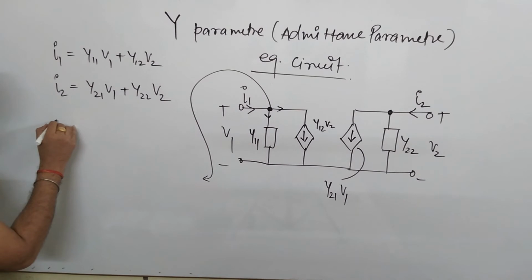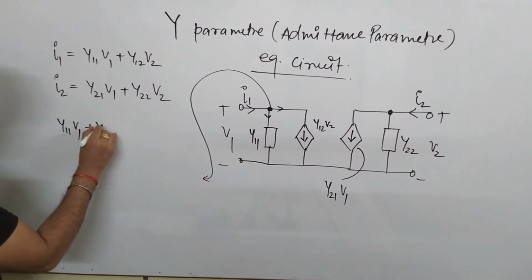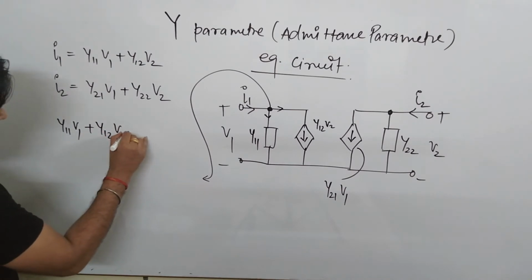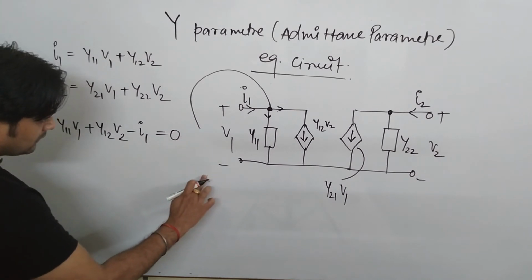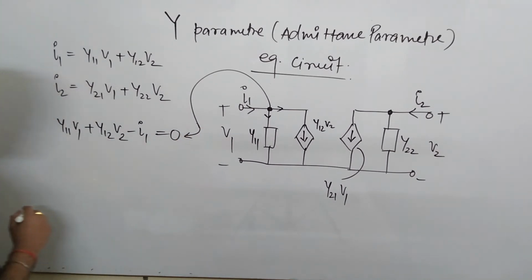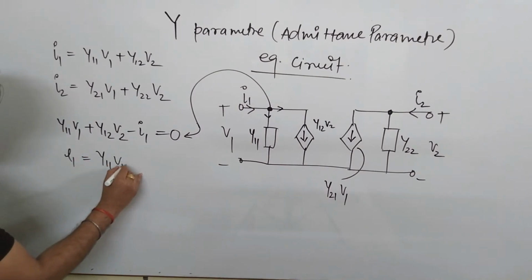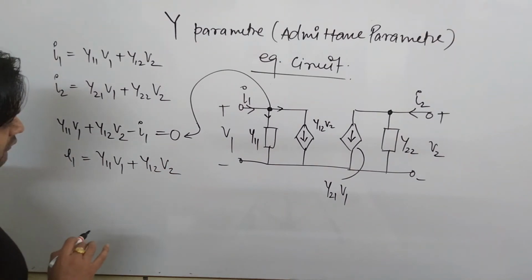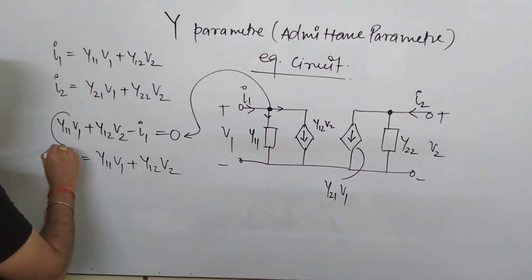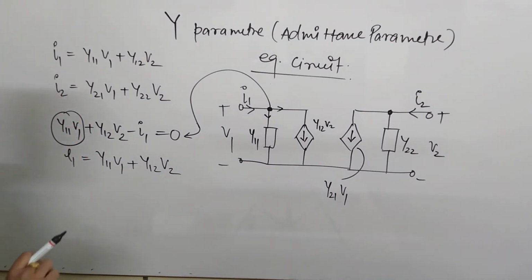So can you say that y11 V1 plus y12 V2 minus I1 is 0 for this node? Or you can say that I1 is equal to y11 V1 plus y12 V2. I have simply written a KCL equation. Why have I taken y11 into V1? Because the product of voltage and admittance becomes a current. So that's why I have taken it in this manner.